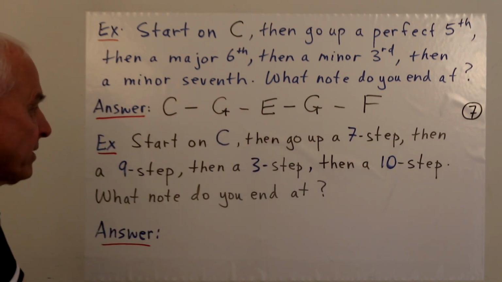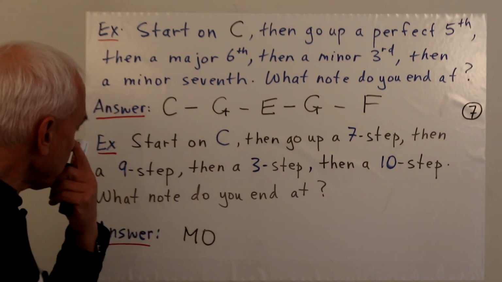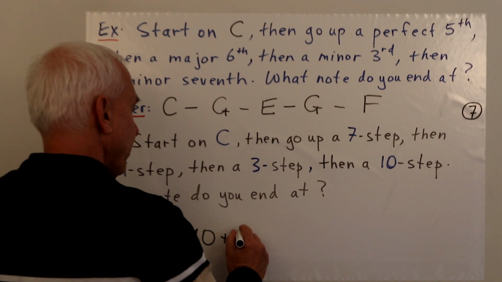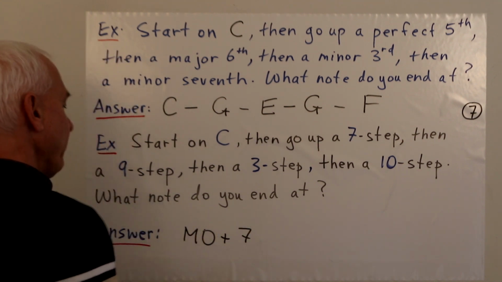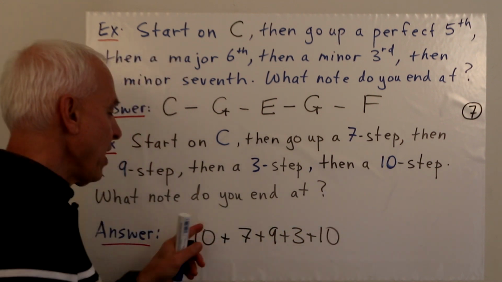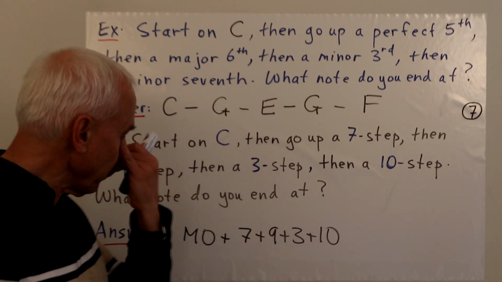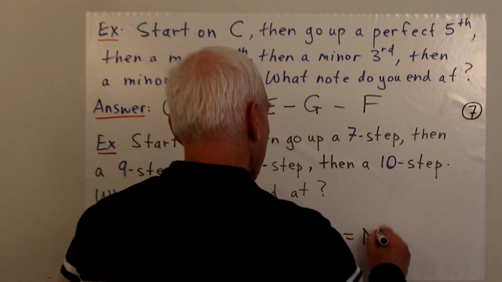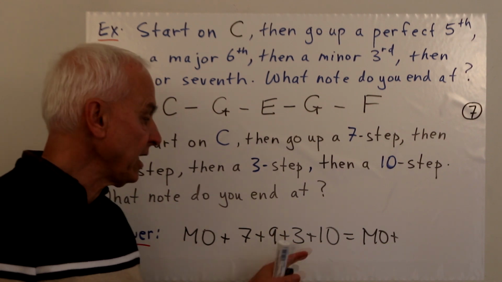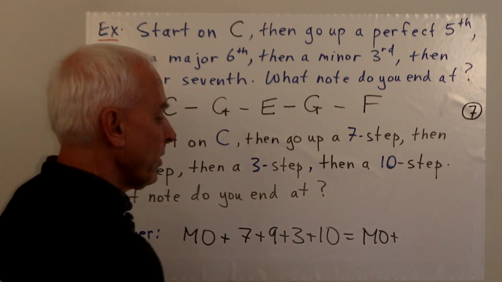So what note do we end up at? Well, we're starting at note M0. And then we're going up 7. I'm going to make the calculation like this. We go up 7, and then we go up 9, and then we go up 3, and then we go up 10. I'm not going to bother with all the intermediates because I'm just going to work with the arithmetic here. This is the same as M0 plus, what is all of this? This 7 plus 9 is 16, plus 3 is 19, plus 10 is 29.